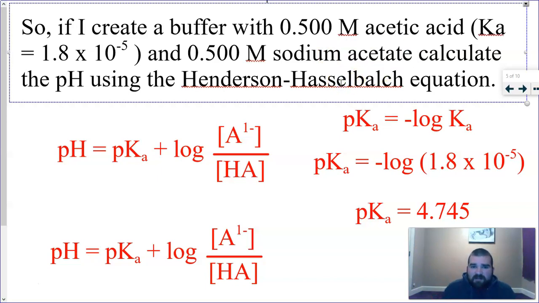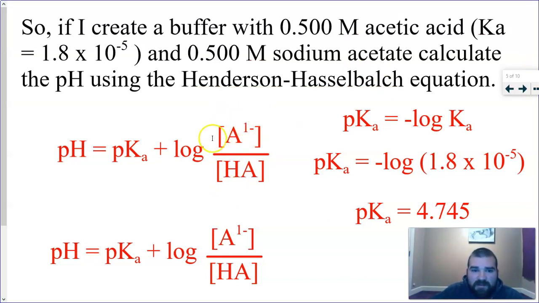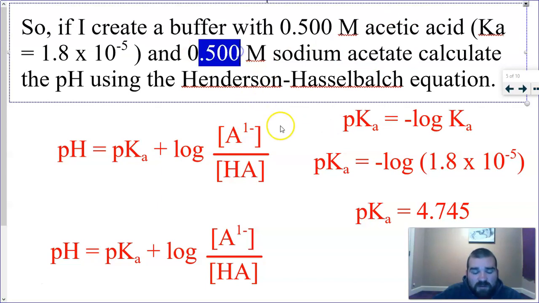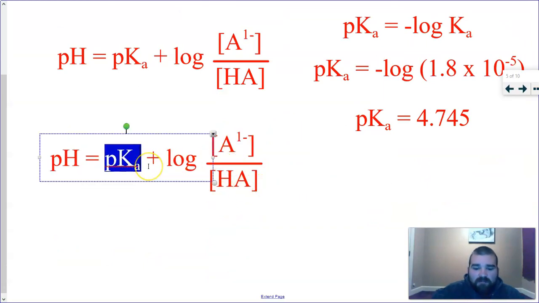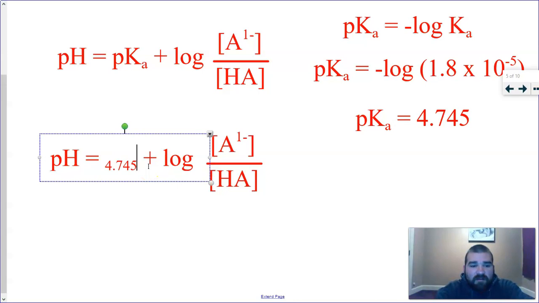Now, since this is a salt, it's going to dissociate. It's aqueous. We have a molarity for it, so it's going to dissociate 100%. So we actually have 0.5 molar sodium ions and 0.5 molar acetate ions. So when I'm asking for the conjugate base, the A minus, the conjugate base of my buffer, what I'm really looking for in this example is the acetate, which is 0.5 molar. So I can plug all this in. My pKa is 4.745.